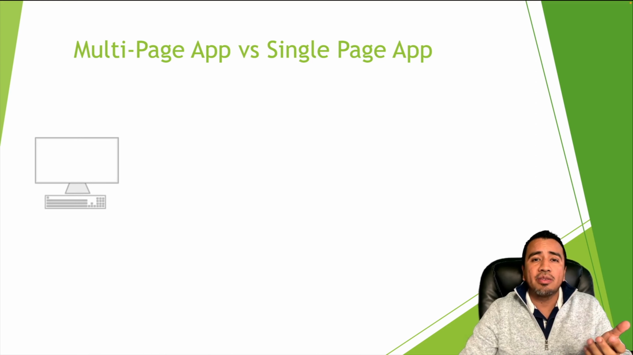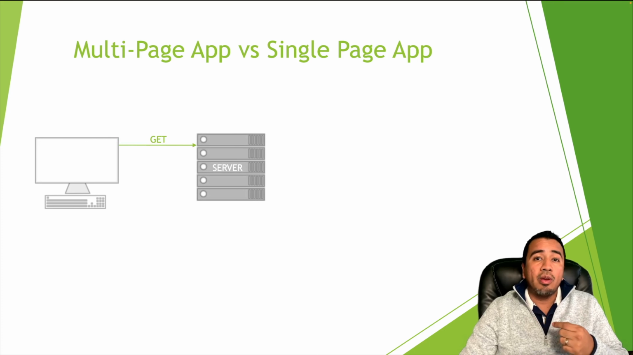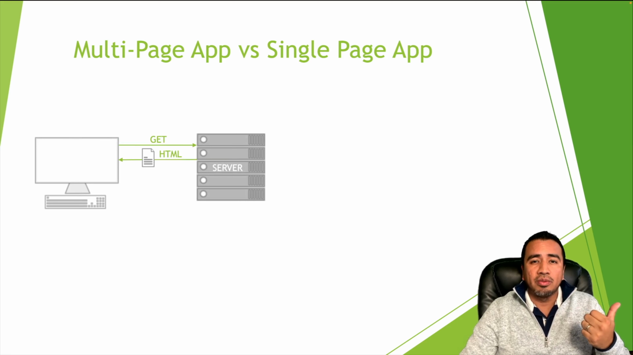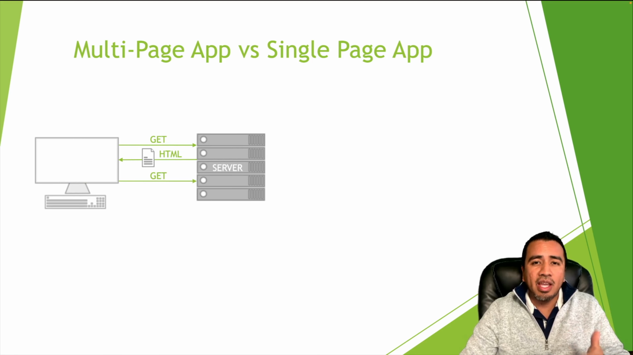In the past, when our web application wanted to communicate with the server, we would execute a GET request to get an HTML response. Whenever we wanted to move to another page, we would execute another HTTP GET request and receive an HTML response. So this was a way of communicating with the server.